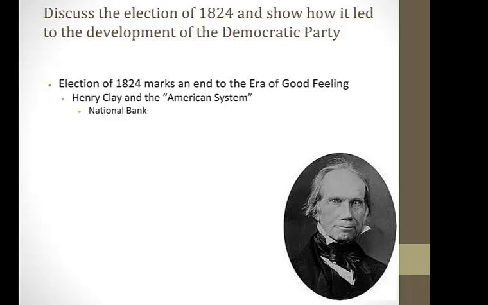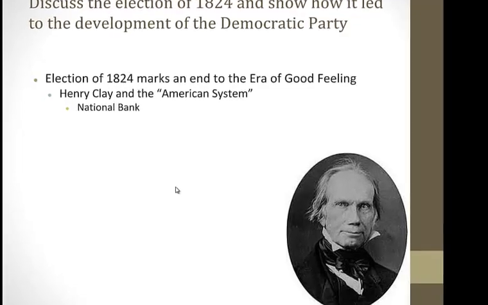So to understand exactly why these tensions were viewed to be so serious between Clay and Jackson, again, let's take a look at his American System. So there are three legs to the American System, according to Clay. One is the national bank, right?